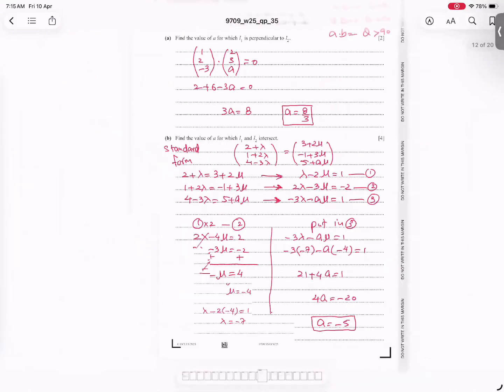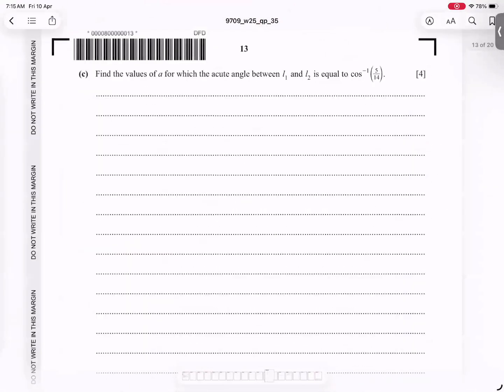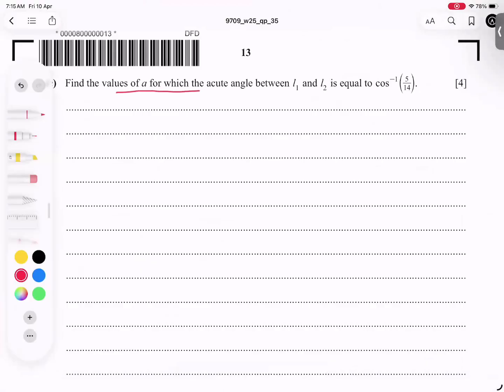Next part we have, students, we are given here: find the value of a, the acute angle. Acute means the dot product is positive. And he's saying L1, L2 equal to that. So the angle is acute. First of all, I will take this angle as theta. Bring cos inverse on this side. I will get cos theta equal to 5/14.